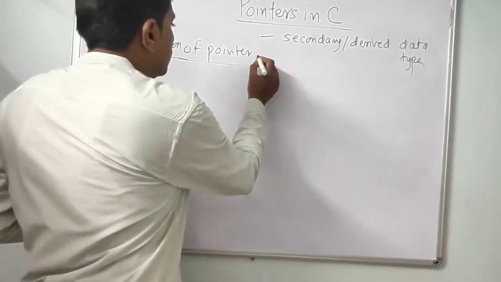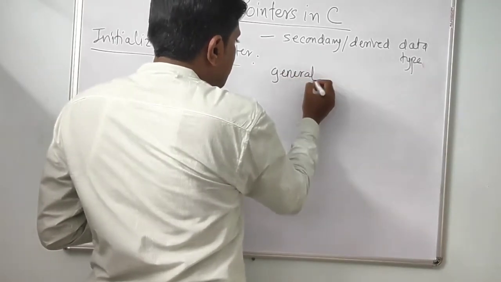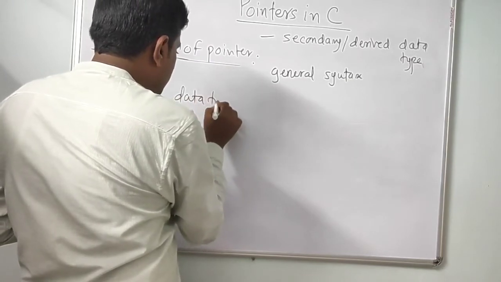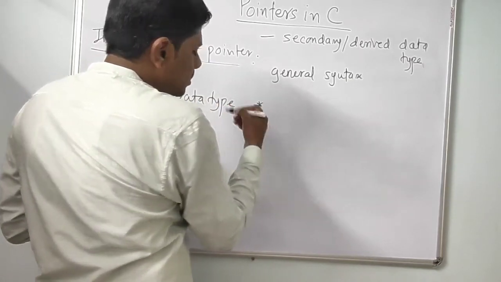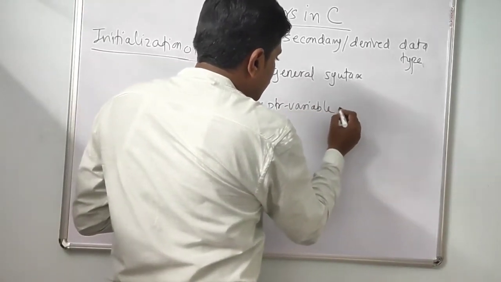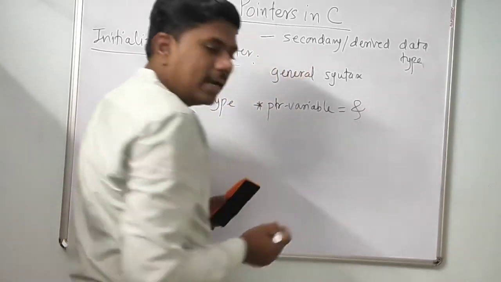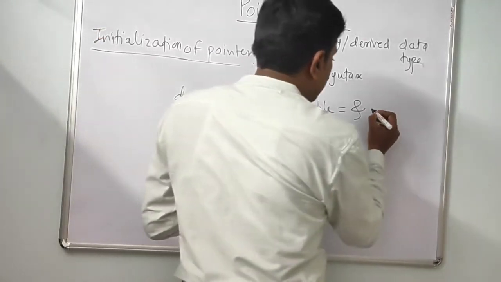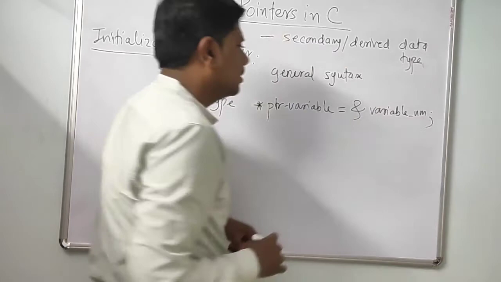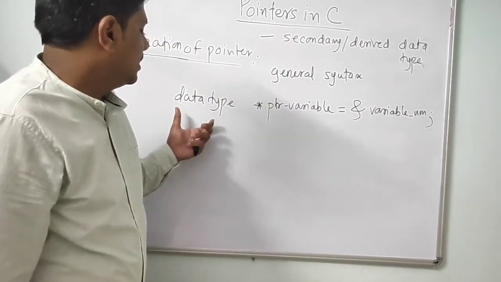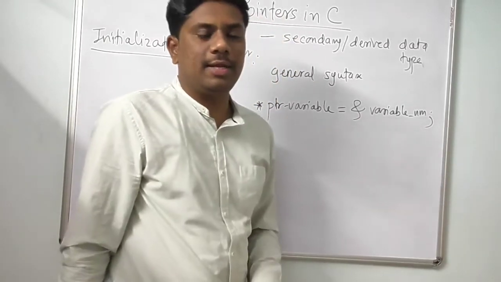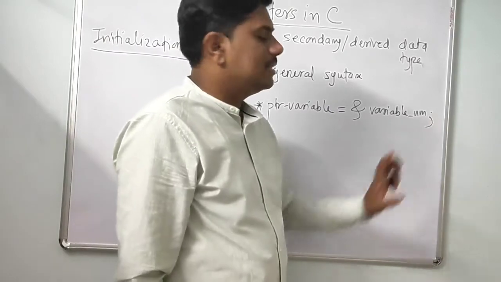Initialization of pointer. So again, the general syntax. It is data type first, then star operator, then pointer variable, then assignment operator, then AND operator, which returns the address, then variable name, simple variable name, or it may be array. So see, data type, star, pointer variable name, assignment operator, AND operator, and then variable name for which you want to get the address, and then semicolon.